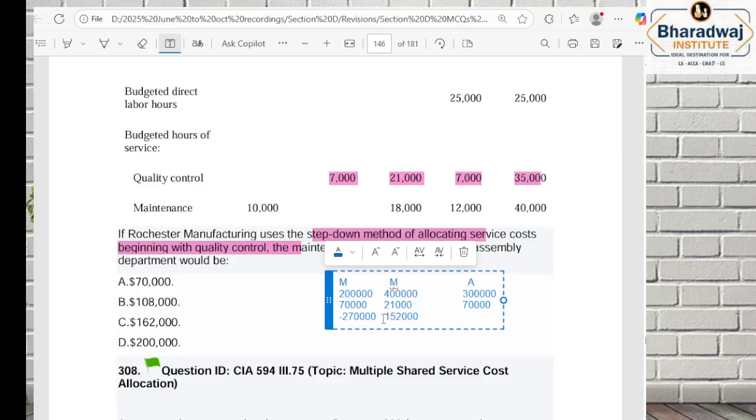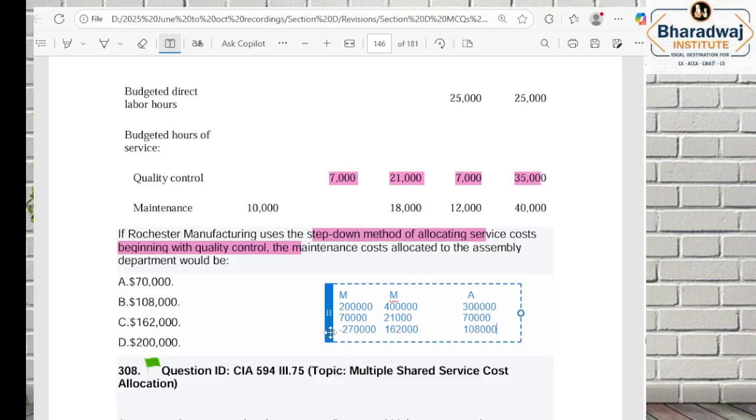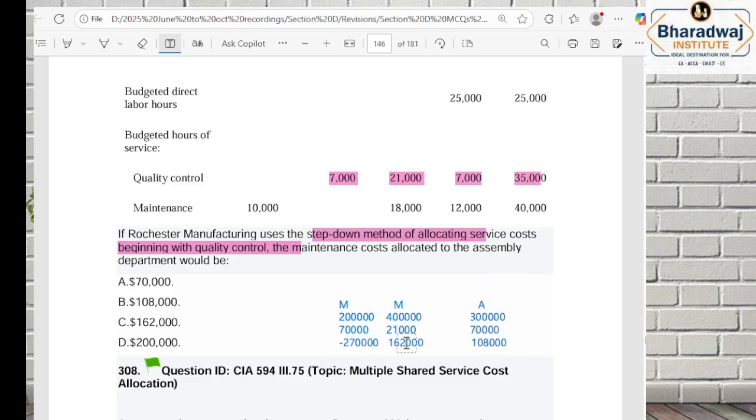Then the other one, 2,70,000 into 12 by 30, step down method. How much? 1,08,000. The question asks how much maintenance cost will be allocated to the assembly department. The maintenance cost assigned to the assembly department is 1,08,000.